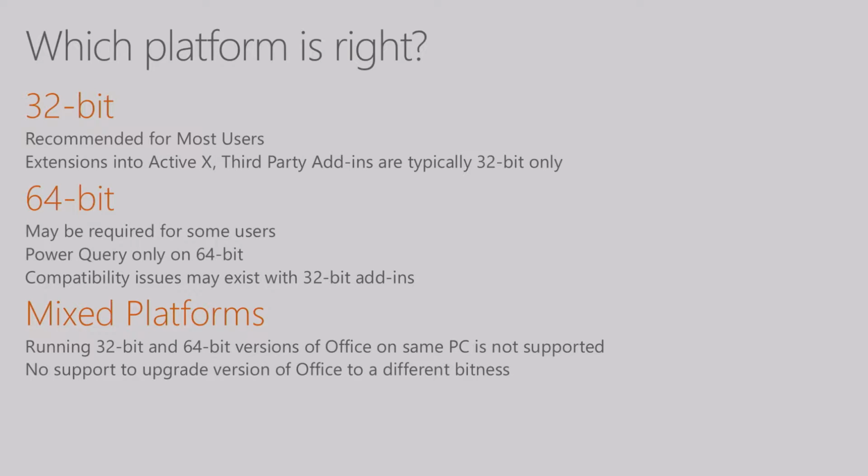So 32-bit is typically recommended for most user installations. Extensions into ActiveX and third-party add-ins are typically 32-bit, so anybody that's written in a customization is going to be 32-bit only. So 64-bit is going to be in those customized, unique scenarios. So maybe you've got the Excel user that's using Power Query, other applications. Project is another one, I believe, that can require 64-bit for large project plans.